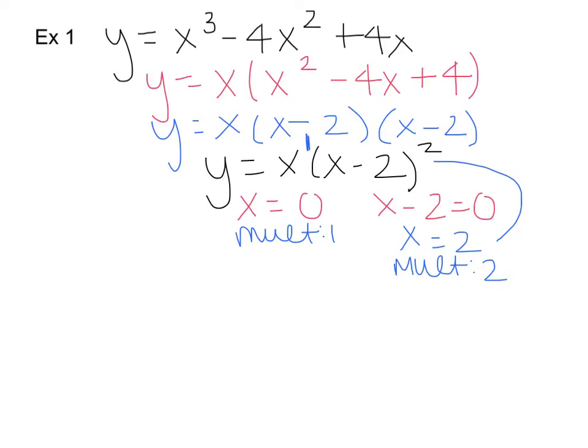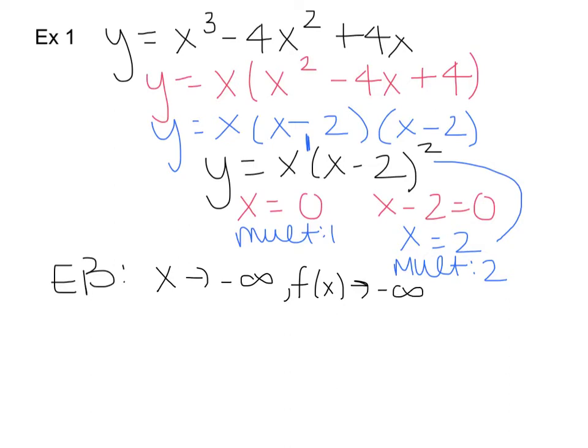So now let's talk about the end behavior so we can continue to sketch our graph. If you look up here at the very beginning, you started with x cubed. That's odd and it's positive, so as x goes to negative infinity, f of x goes to negative infinity. And as x goes to positive infinity, f of x goes to positive infinity.